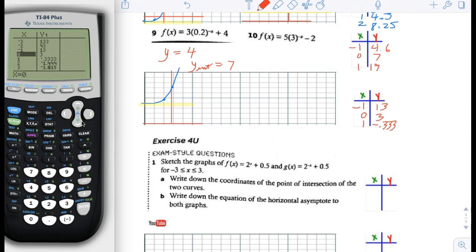Okay. So we got a couple of things underneath the x-axis, so we'll put it here. Got the y-axis here. Mark some points. Negative 1, 13 is way up here. 0, 3 is about here. 1, negative 0.333 is about there.